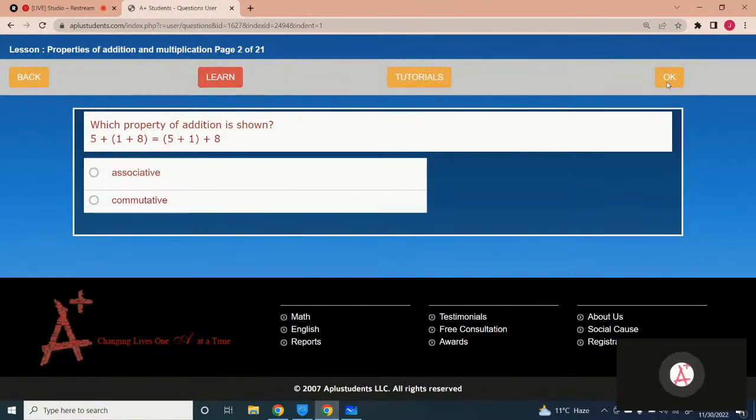Okay, which property of addition is shown? 5 plus 1 plus 8, and 5 plus 1 and 8. Just the order of solving is different. Like for the right side, you have to do 8 plus 1 first. Got it? 8 plus 1 is 9. And on the other side, you have to do 5 plus 1 first. So which property is it? Is it associative or commutative?